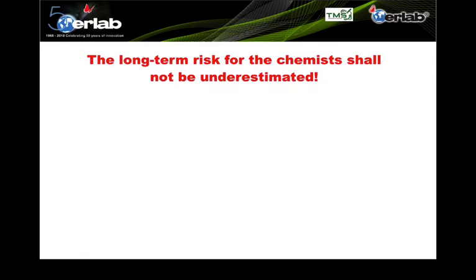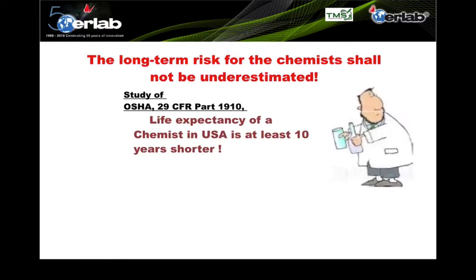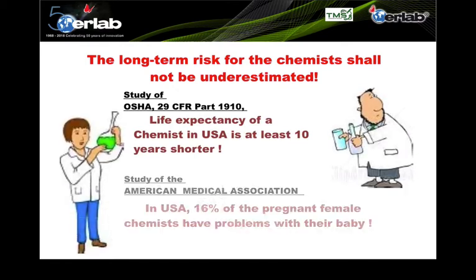The long-term risk to a chemist should not be underestimated. Studies by OSHA stated that the life expectancy of a chemist in the USA is at least 10 years shorter. Then studies by the American Medical Association provide us this information. It's very worrying: in the USA, 16% of pregnant female chemists have problems with their babies. So we need to look into the safety of our lab operators.